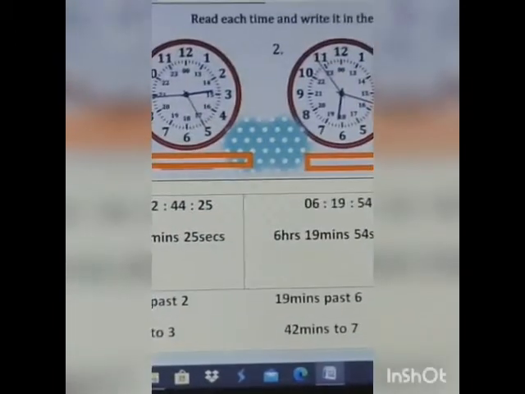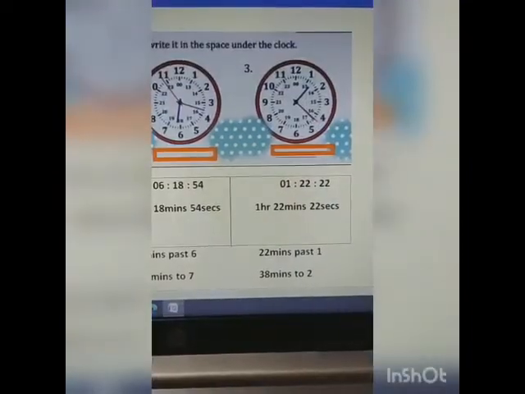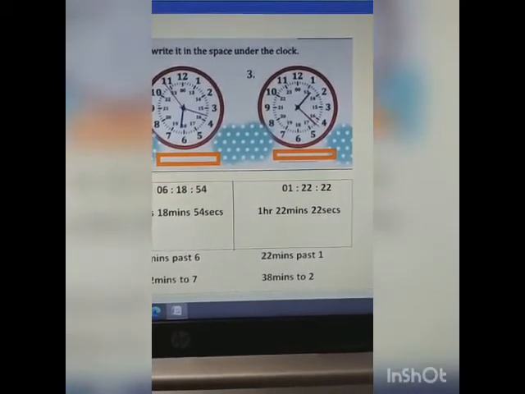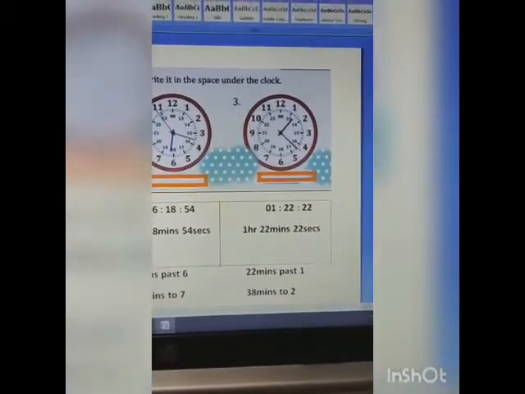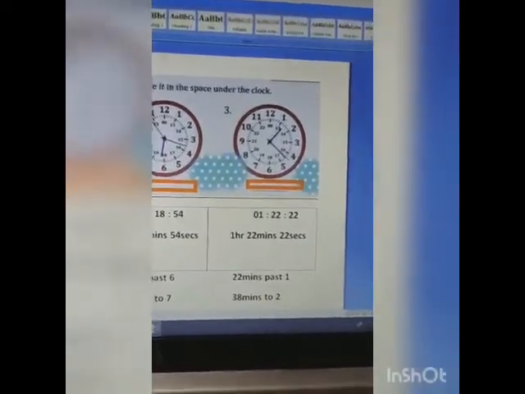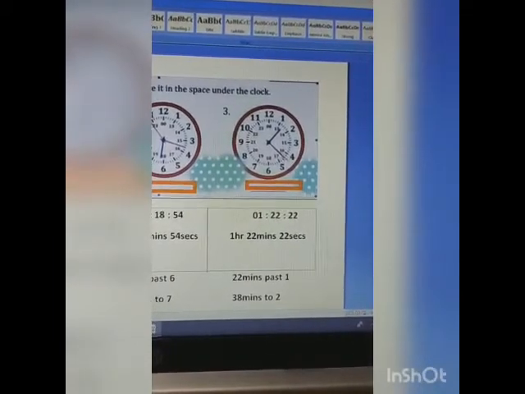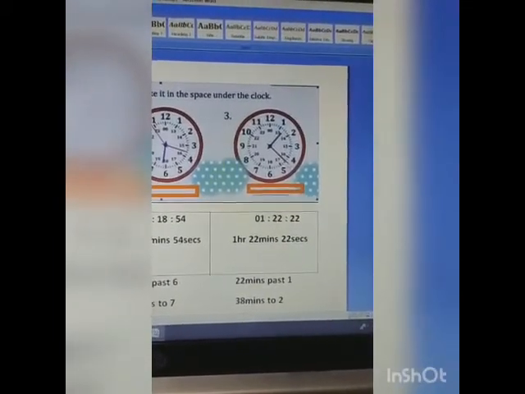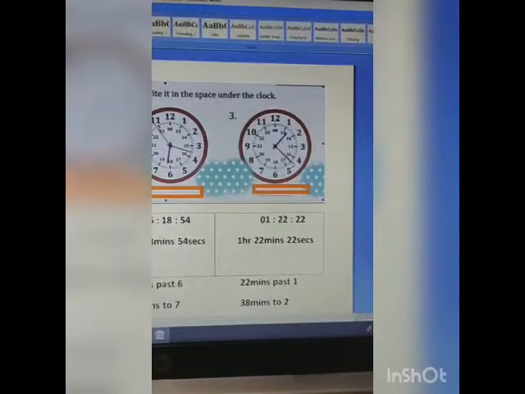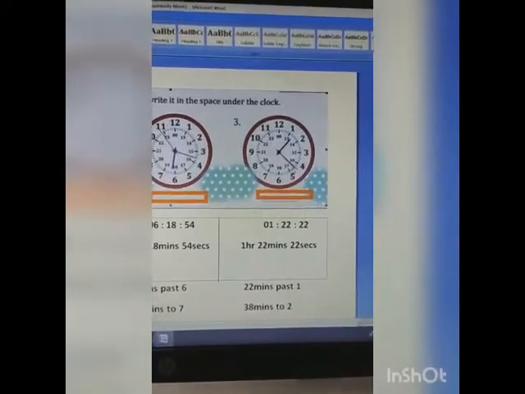Okay. Come to the next clock. Look at the third clock. The hour hand is just in between 1 and 2. And the minute hand and second hand are both in the same place, just in between 4 and 5. I take it as 22. So it is 1 hour 22 minutes and 22 seconds also.